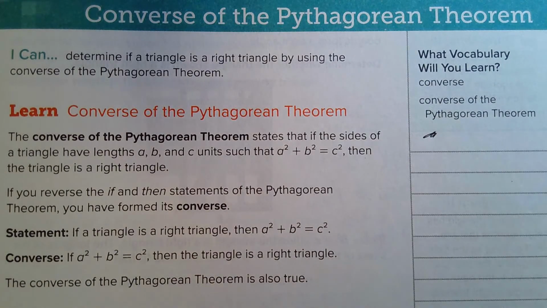Before we get started, make sure to grab a pencil and paper so that you can take notes as you follow along. So today's topic is using the converse of the Pythagorean theorem. The goal is for you to determine if a triangle is a right triangle by using the converse of the Pythagorean theorem.